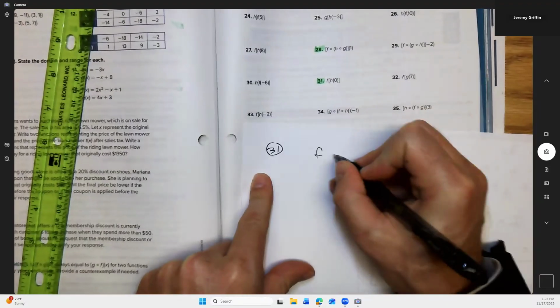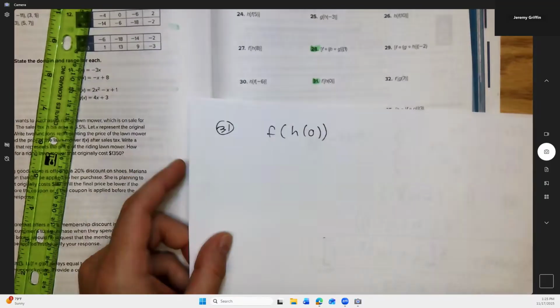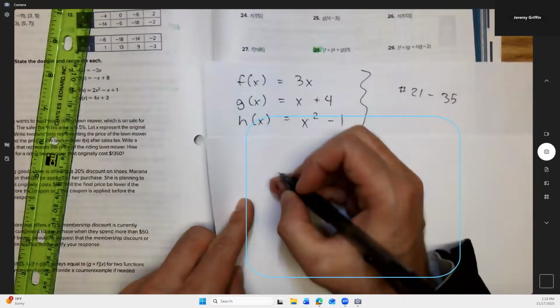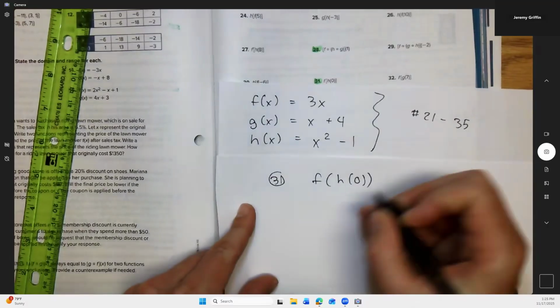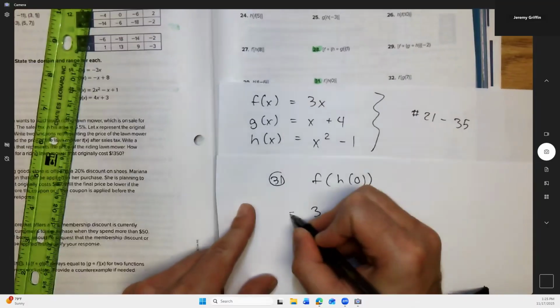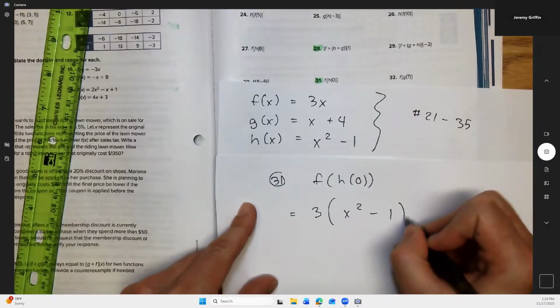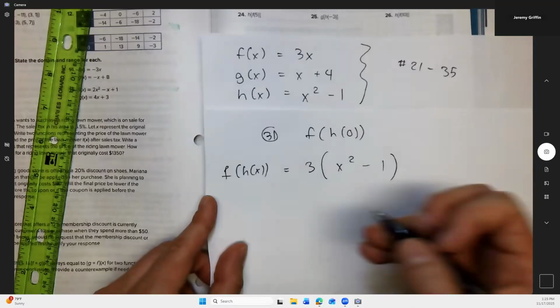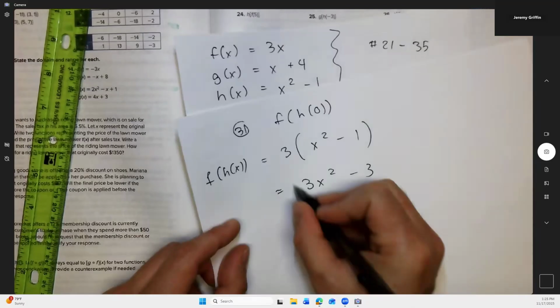Number 31. We got f of h of 0. Well, f of something is 3 times that something. h of something is that something squared minus 1. So this would be f of h of x. It could be like that. If you like, you could expand this out as 3x squared minus 3. Yeah, could do that.